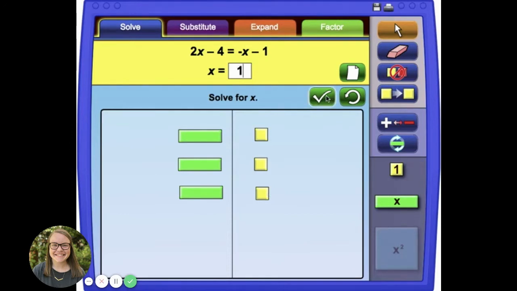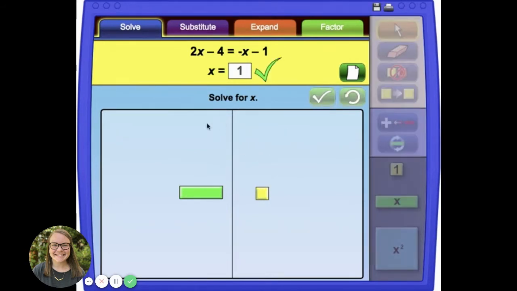We can check to see if our solution is right. It is not right, because I haven't isolated it fully. Now that I got rid of all of the other x's and I just have 1 x equaling 1, my equation is fully isolated and I've solved for x.